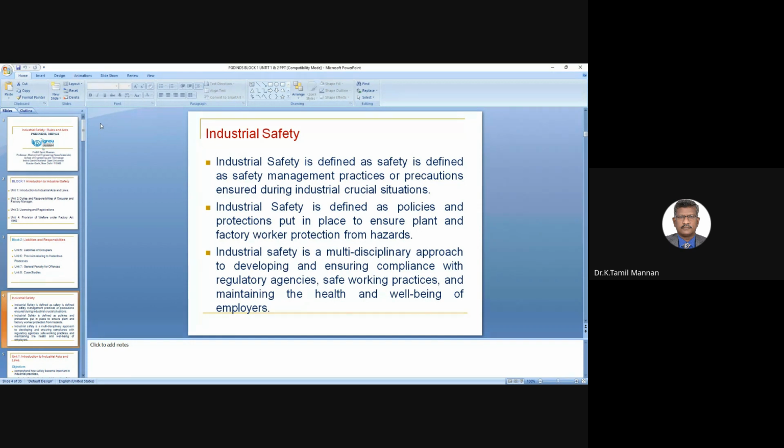We know that it's a multidisciplinary approach. It's not only a single point of view. It deals with different approaches: environmental safety, hazardous safety, health safety. So it's a multidisciplinary approach to developing and ensuring compliance, along with the regulatory agencies, for the Industrial Safety Act 1948, and to provide safe working practice and maintain the health and well-being of employees. These are the basics about industrial safety.